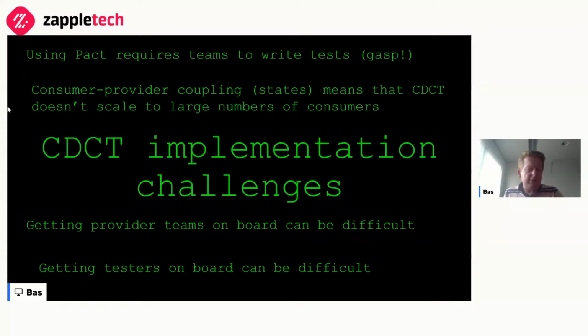And it can also be quite hard to get testers on board because you're really working at the unit test level. It's closely tied to the implementation of the services, which means it can be a little bit harder to get testers on board. Contract testing is nothing really new, although it has seen quite a surge in interest and popularity over the last year and a half, 2 years maybe. But there are quite a few challenges when you try to implement consumer-driven contract testing.